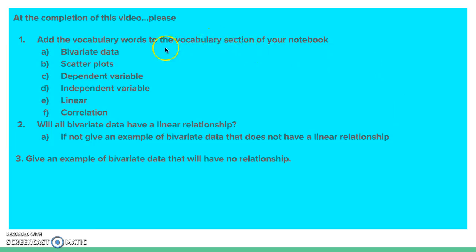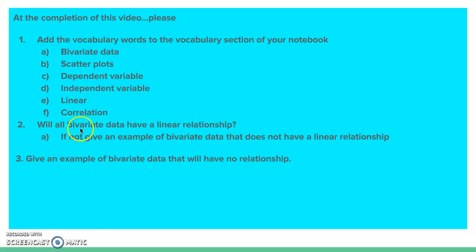So what I would like you to do now is your vocabulary words. They go in the vocabulary section of your notebook. You can go back. What is bivariate data? What's a scatter plot? What's a dependent variable? Independent variable? What does it mean to be linear? Linear is basically, if you look at just the first four letters of linear, it tends to be a line. Correlation? What does a positive correlation look like? What does negative correlation look like?